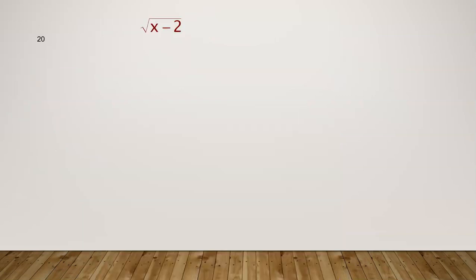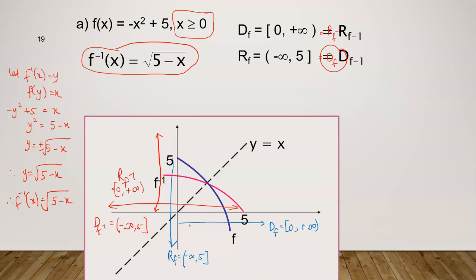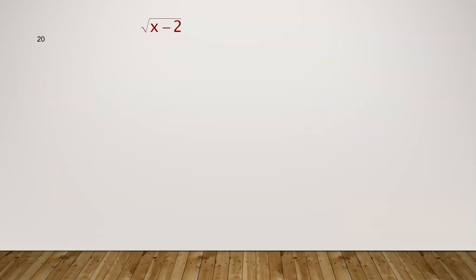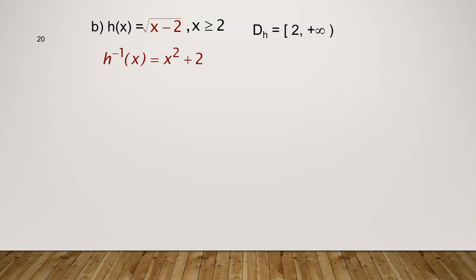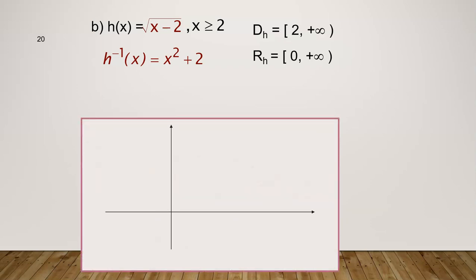Sorry, this one is f inverse. Okay, b, h(x) equals to square root of x minus 2, x greater than or equals to 2. So this is the inverse function, x squared plus 2. Okay, very easy. The domain of h also equals to the range of h inverse. The range of h equals to the domain of h inverse.